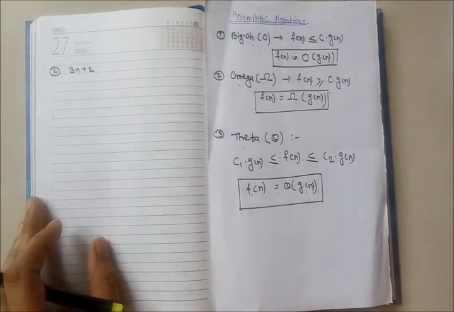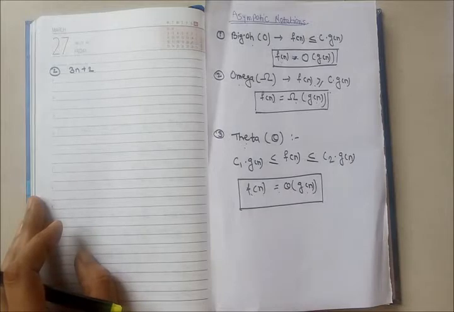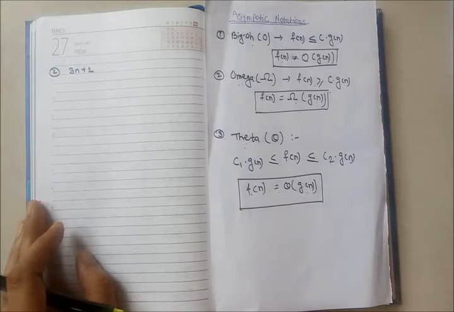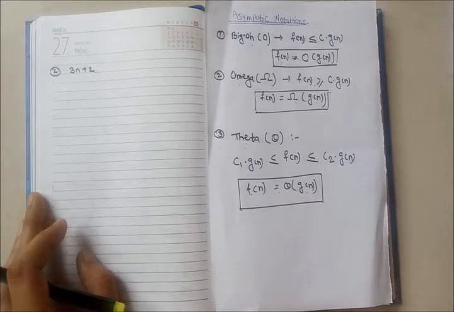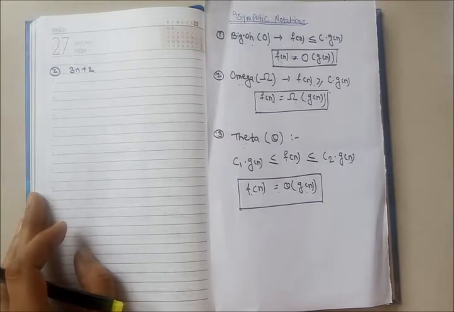So today we are having the second example of asymptotic notation. It is 3n plus 2. Fine. I have already explained in the previous video what asymptotic notation means and how to solve any example for asymptotic notation. Here we are having the second example of asymptotic notation.